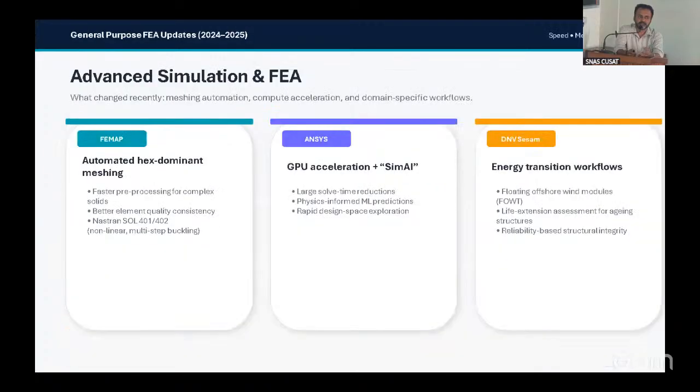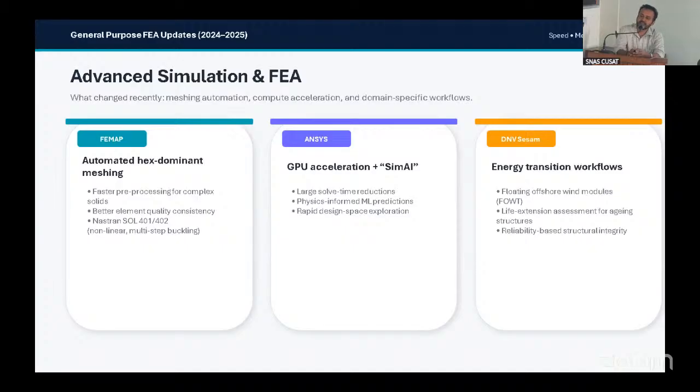So just moving on, talking about FEMAP, off late the advances in FEMAP, you are having hex dominant meshing, which is more applicable when you are doing your bending related hull girder bending analysis and all. The hex model is easier. And then there is a better element quality.